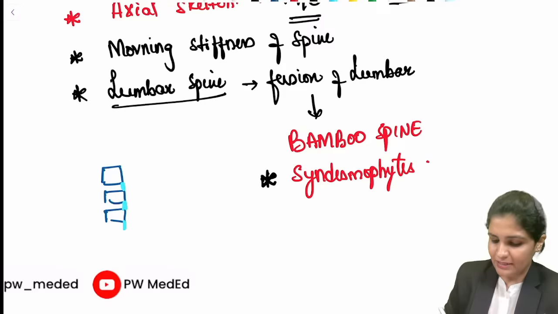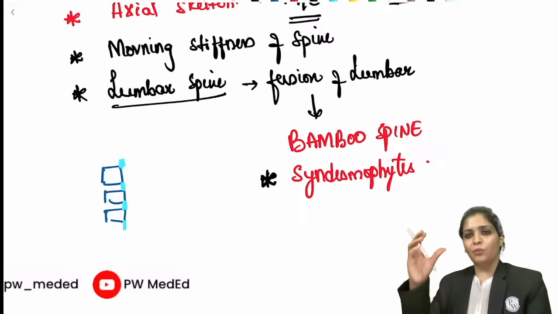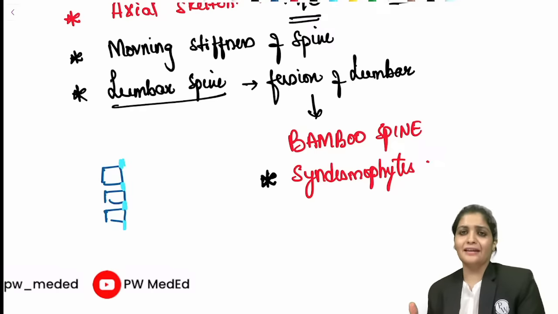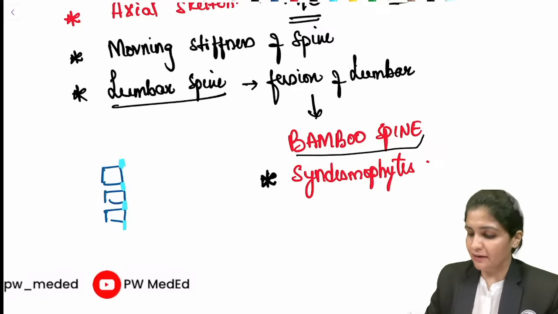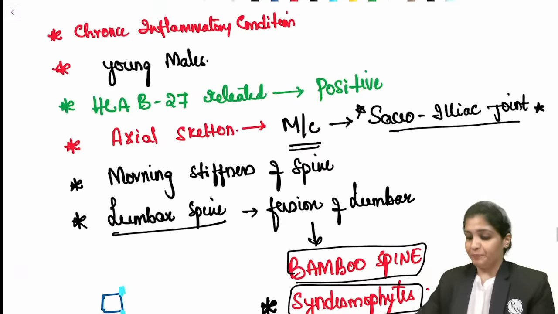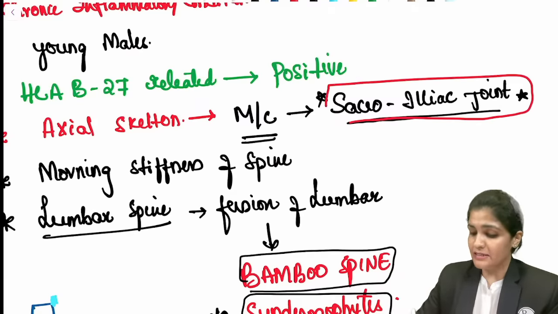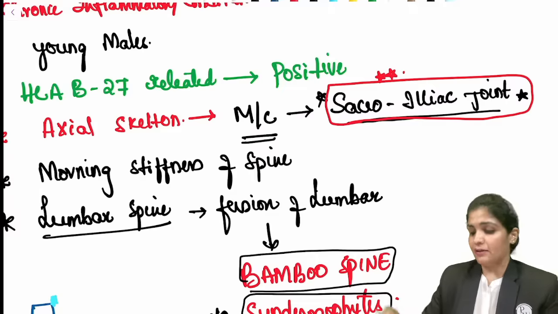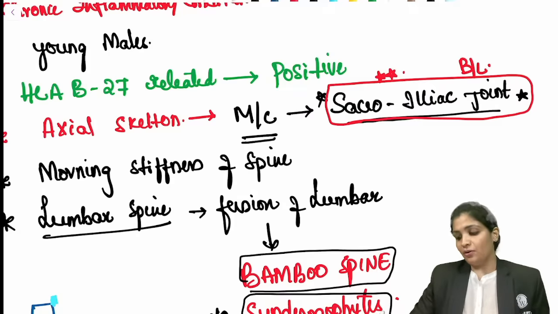So this is called syn. Syn is nothing but fusion. So these are your syndesmophytes and they will form one spine which cannot flex or extend, just a straight spine. Hence it is called your bamboo spine, right? Bamboo spine. And the appearance of the syndesmophytes and its predilection to involve the sacroiliac joint in young males should make you think of ankylosing spondylitis. So bilateral, yeah, very good. It is bilateral sacroiliitis.